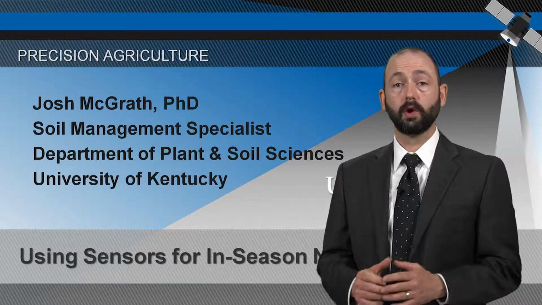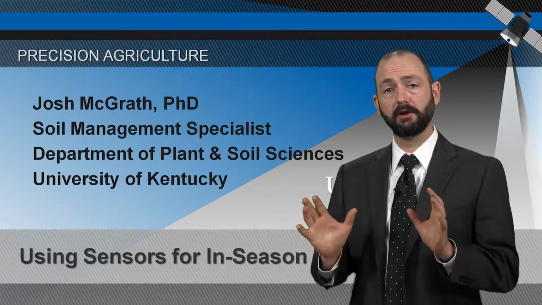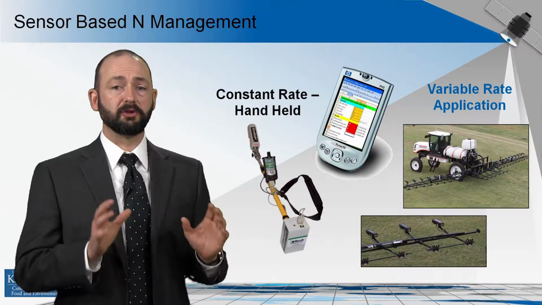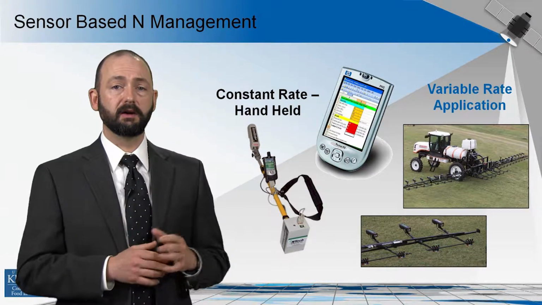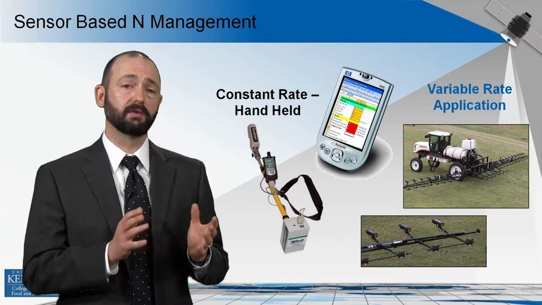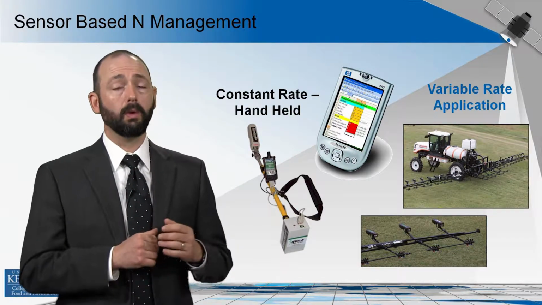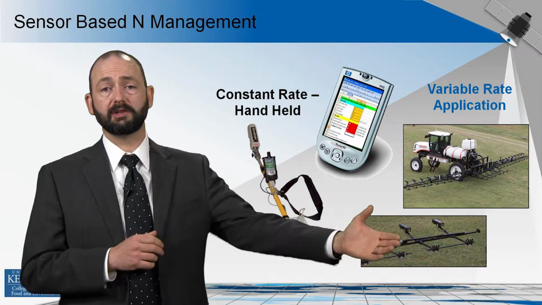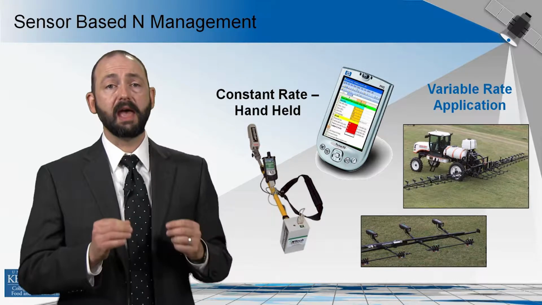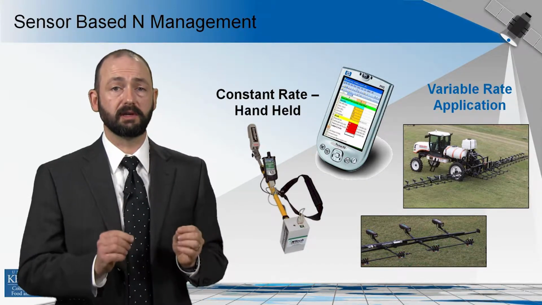In this session, we're going to talk about using sensors for in-season nitrogen management and some of the fundamental aspects that you need to consider. Sensor-based nitrogen management has been around for a while. Here we have an example of a handheld unit. Now they sell much smaller handheld units, and that's really for constant rate, more traditional nitrogen application. What we're going to talk about is variable rate application, where you have the sensors on a sprayer or a spreader, and in real time you're adjusting your nitrogen rate to what the sensors are seeing.